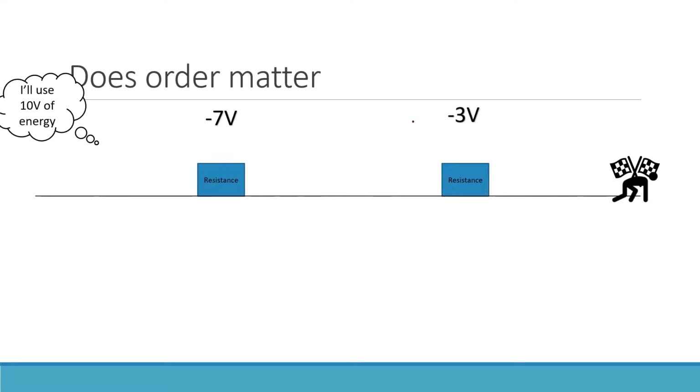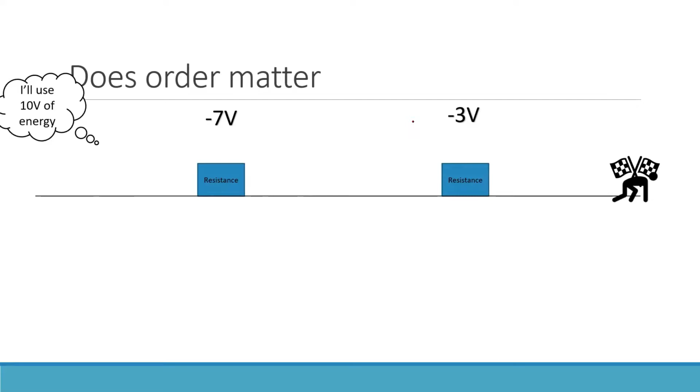Let's look at this. Has the student got anything right at all? The first thing that the students got right is that at least they've said, I'm going to use 10 volts and 10 volts gets lost.